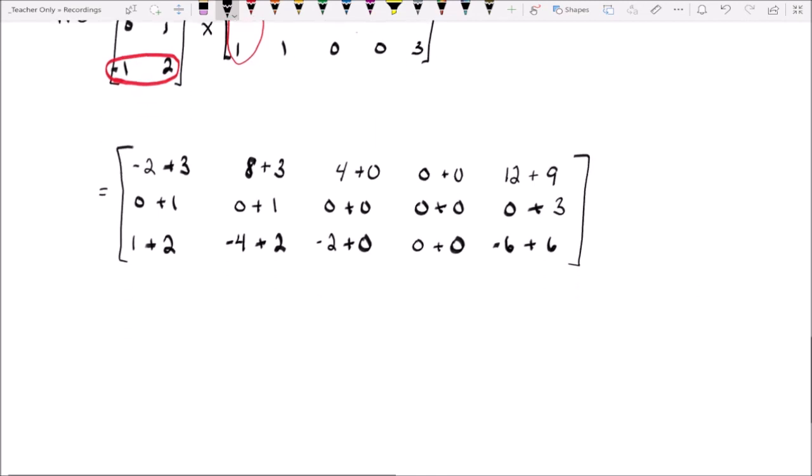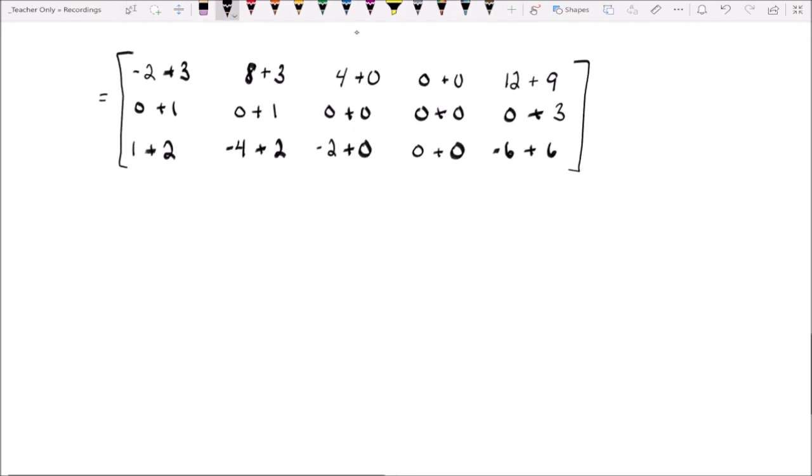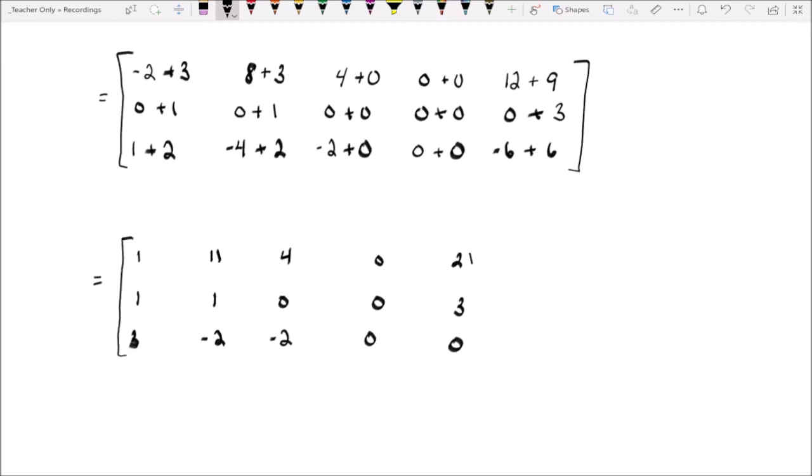And now it's just a matter of actually doing this arithmetic. So we'll have 1, 11, 4, 0, 21, 1, 1, 0, 0, 3, 3, -2, -2, 0, 0. This would be A times B.